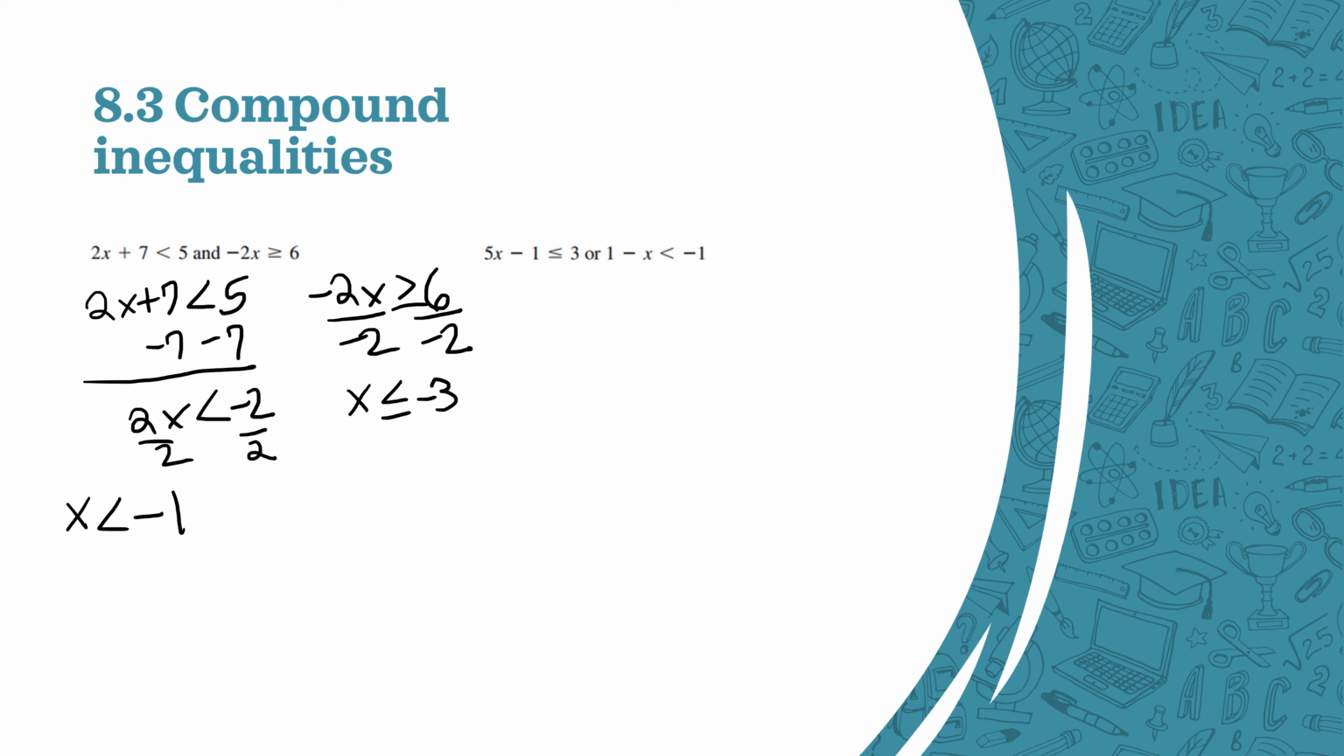Now, I have to plot these on a number line. So if I draw a number line here, I have negative 3, negative 2, negative 1, 0, 1, and so on. So, at first glance, I could just say negative 1 this way.